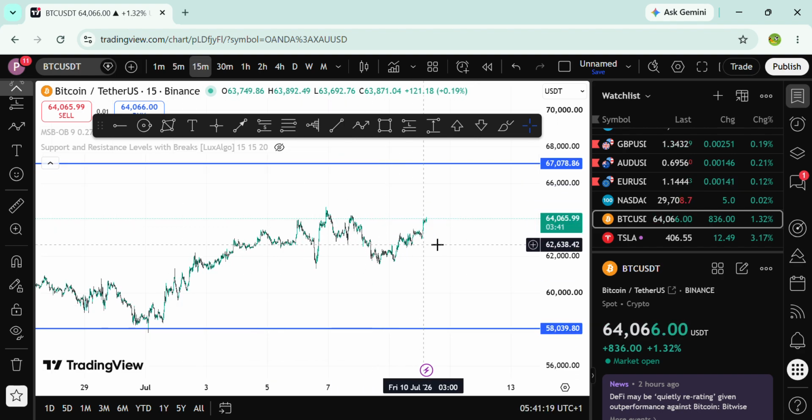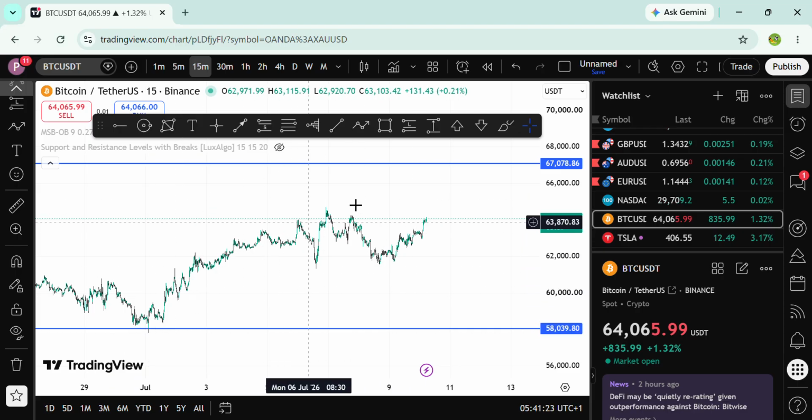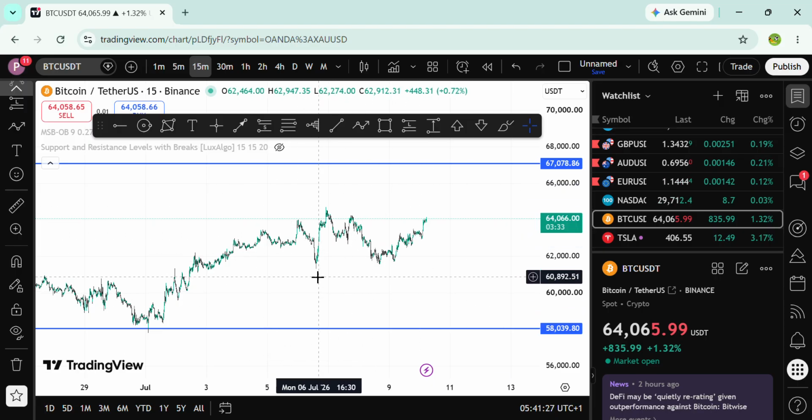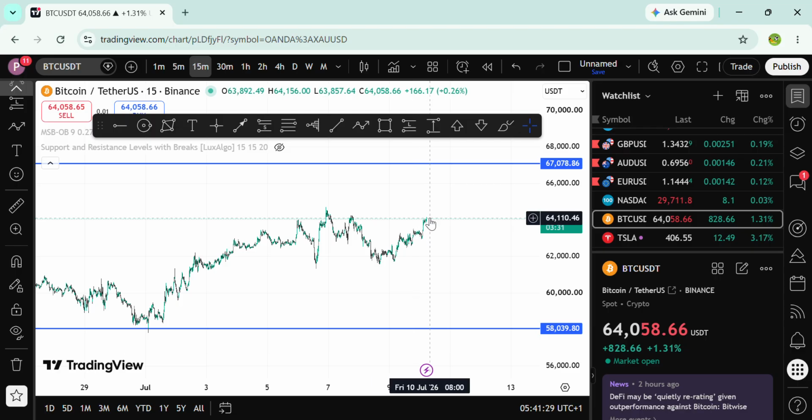This is the 15 minutes time frame. The 15 minutes time frame is telling us the market is bullish. So we are working on what the 15 minutes time frame is telling us, because this is the time frame where you can execute. You can see every time frame has its own different story.